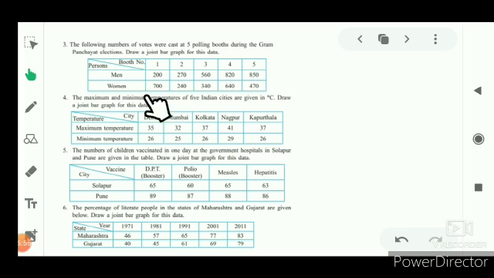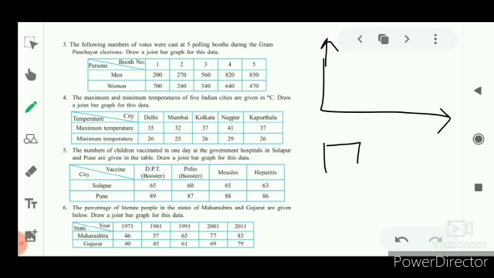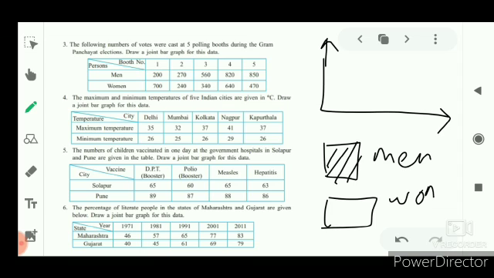Here the number of votes are given, and these are the booth numbers 1, 2, 3, 4 and 5, and these are the votes given by men and women. Okay, so first of all, we will make a simple graph for men and then women. Let's suppose this stands for men and this stands for women. We can take any design, or we can take one color for men and one color for women.